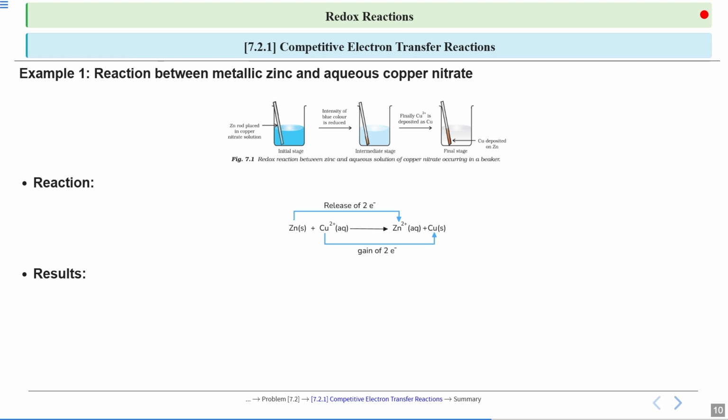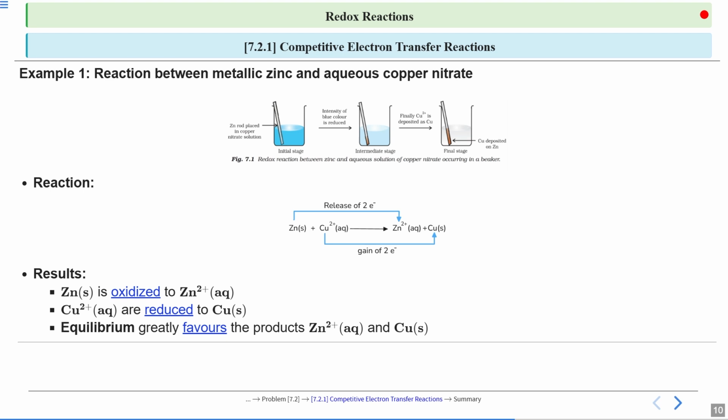So what are the results? Zinc is oxidized to Zn2+, while Cu2+ is reduced to Cu. The equilibrium greatly favors the products Zn2+ and Cu. I hope this example is clear to you, showing how the reaction between metallic zinc and aqueous copper nitrate takes place.